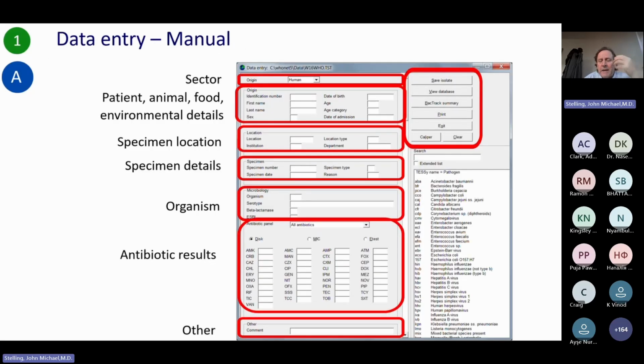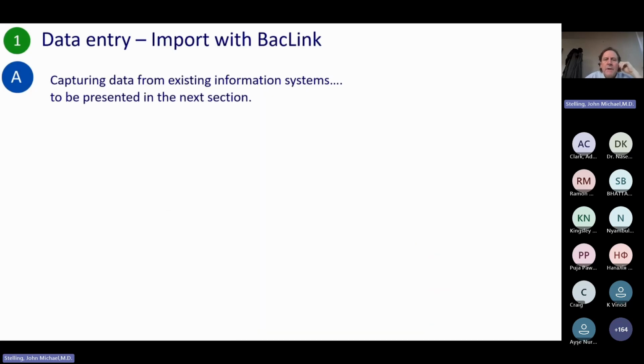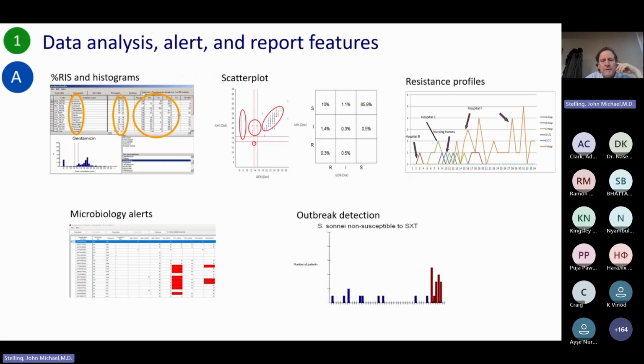Data entry, at the top, you choose human, animal, food, environment. I'll show this during the live demo. You can import data with BacLink, and that's covered in another part of this PowerPoint. I'll skip over this slide. These are some examples of data analysis. I leave them in my PowerPoint for the benefit of people who might want to download my slides, but don't want to listen to the 2-hour webinar. So I'm not going to spend time on this right now.